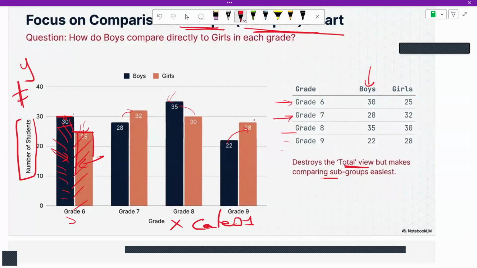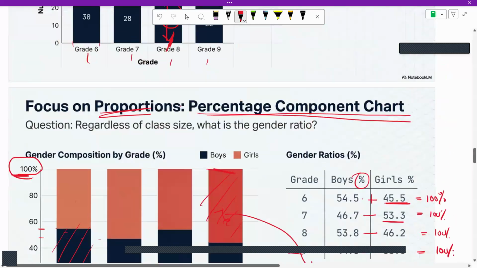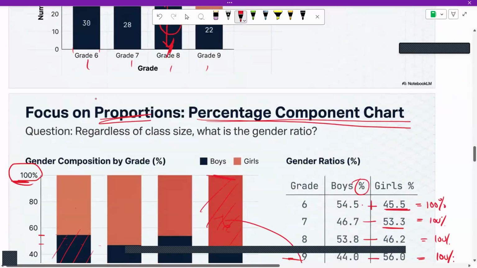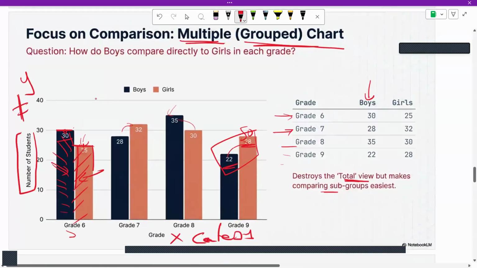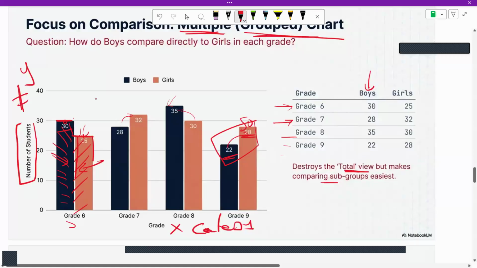So we have to do it manually. To find the total, we take 28 plus 22, altogether 50. In that way we have to find the total, whereas the other chart directly shows the total. It's also difficult to find which class has the highest number of students. But when the comparison is the ultimate purpose of the diagram, the male and female comparison, we can use this kind of chart.